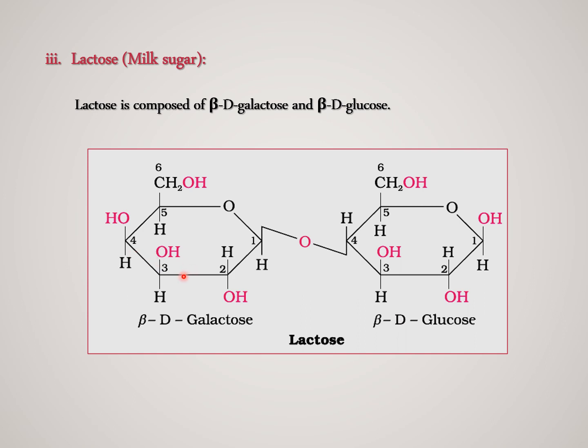So carbon number 1 had H below, OH above in galactose. Carbon 4 had H above, OH below. So the OH and OH group are involved in the glycosidic linkage and hence we are getting the structure of lactose where there is beta 1,4 glycosidic linkage. This is what is observed in lactose.